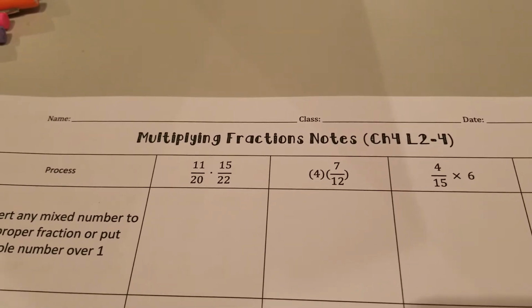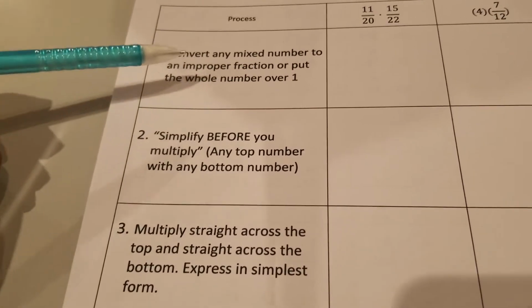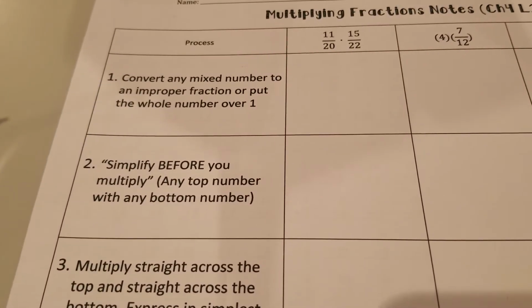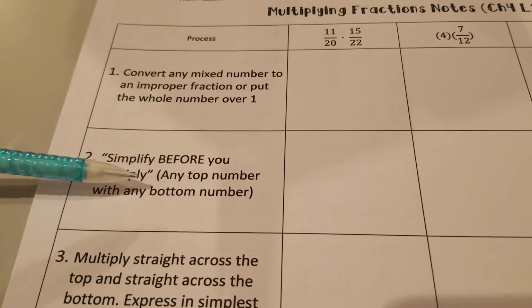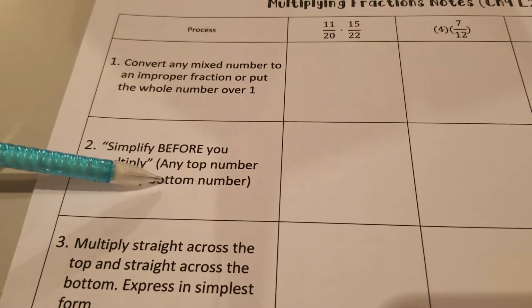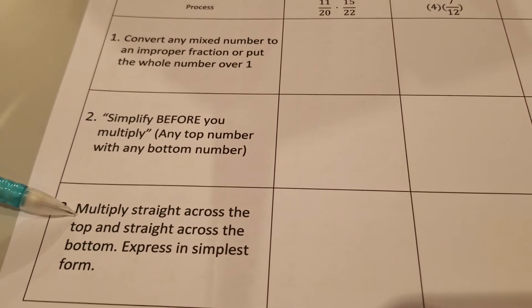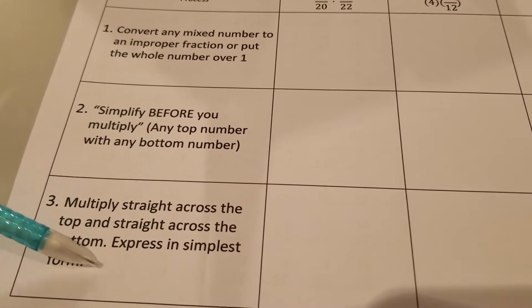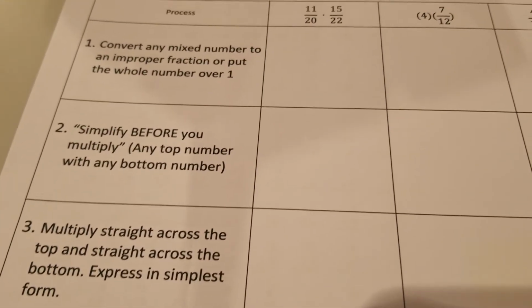Fractions, Chapter 4, Lessons 2 through 4. It's a three-step process. Step 1, convert any mixed numbers to improper fractions or put the whole number over 1. Step 2, simplify before you multiply any top number with any bottom number. And Step 3, multiply straight across the top and straight across the bottom and express your number in simplest form.